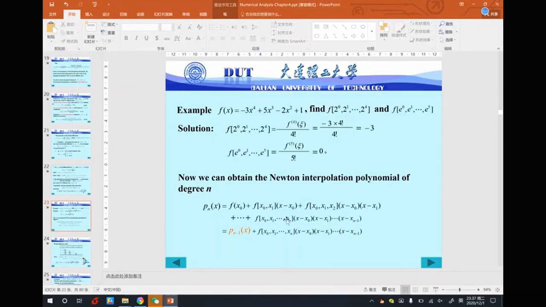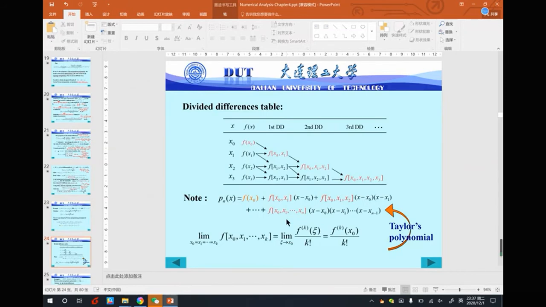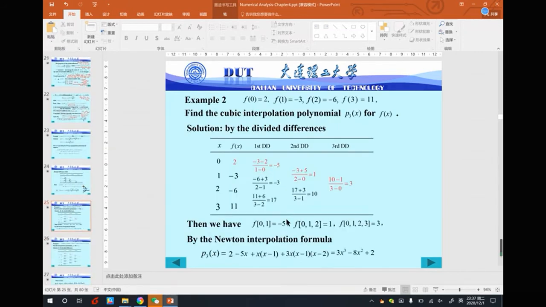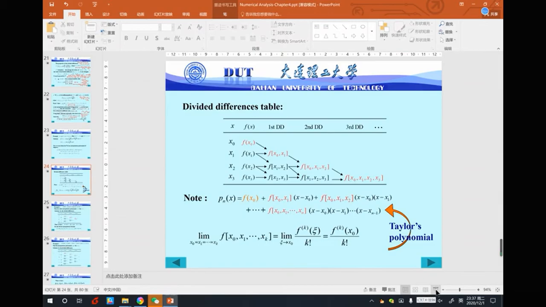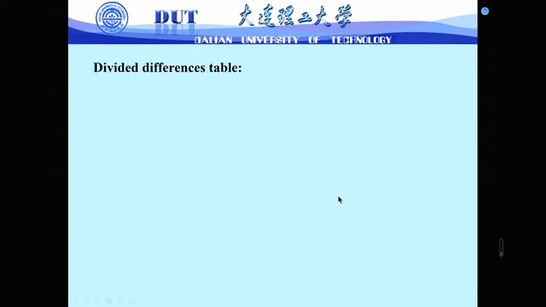Okay, here are some theoretic properties. Now, let's relax. Practice by an example to show you how to use Newton's formula. We start from a simple example first. Of course, we need to use a divided differences table like this.